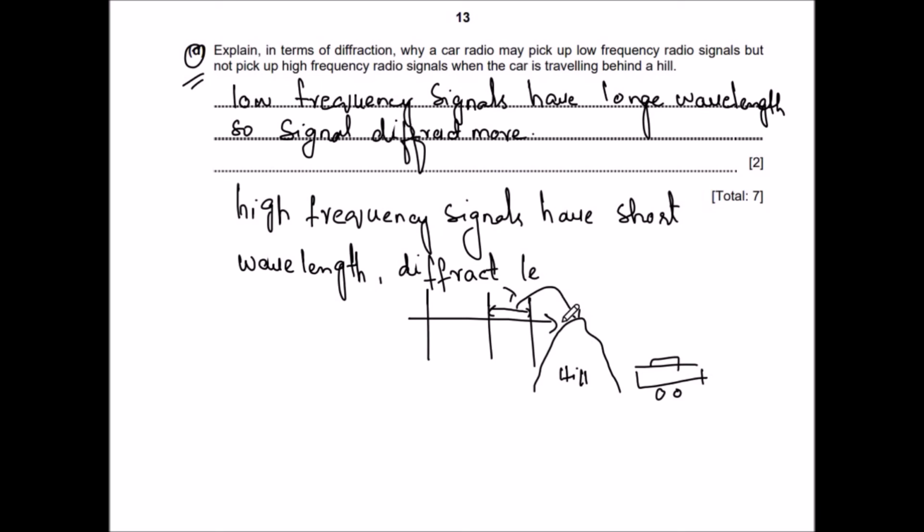So when we use low frequency signals, they have longer wavelength. So longer wavelengths are comparable with the size of the hill. That's why the wave diffracts and we get the signal. So here you write: low frequency signals have long wavelength, so the signal diffracts more. On the other hand, high frequency signals have short wavelength and we get less diffraction.